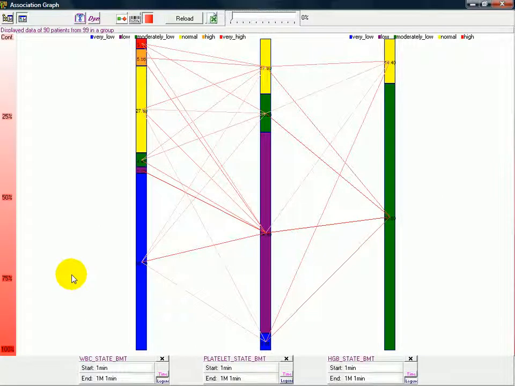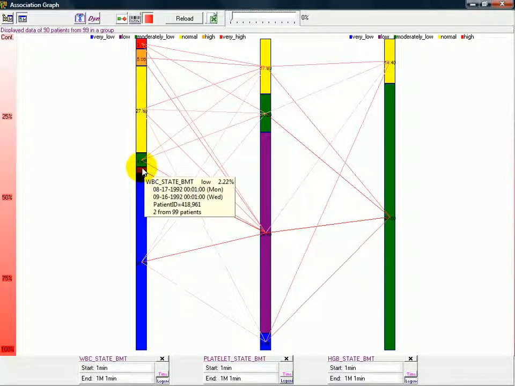In this movie, we explain the relationships of time and value among different clinical concepts. On the screen, three clinical concepts are represented. On the left-hand side, we have white blood cell state, in the middle, platelet state, and on the right side, the hemoglobin state.